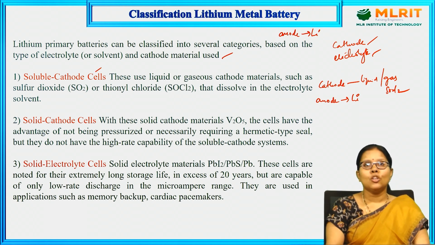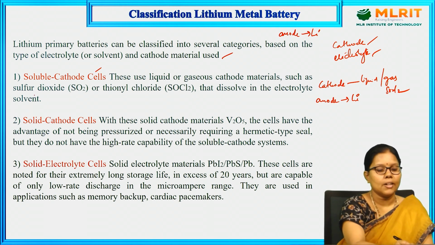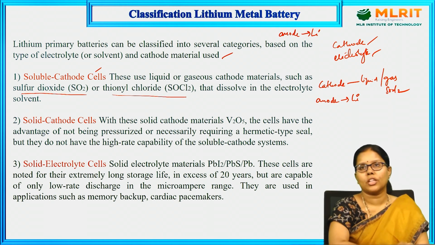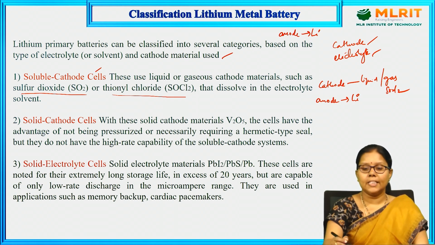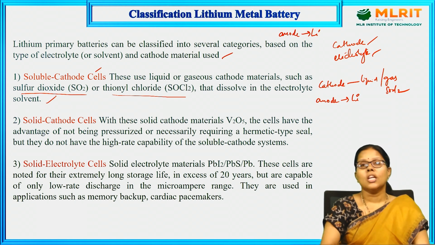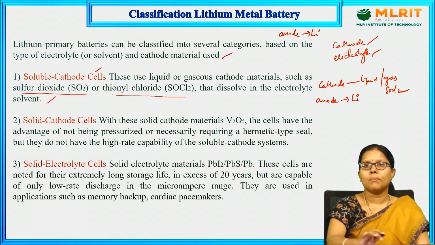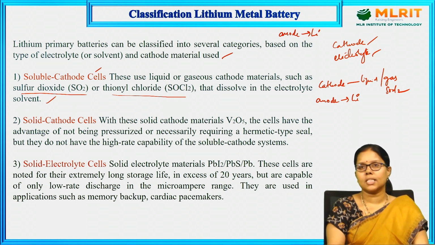These use liquid or gaseous cathodic materials such as sulfur dioxide or thionyl chloride. In soluble cathodic cells, the cathode is thionyl chloride that dissolves in the electrolyte. This is the example we have taken in today's class, which acts as a primary battery having good shelf life and long standing at higher and lower temperatures.